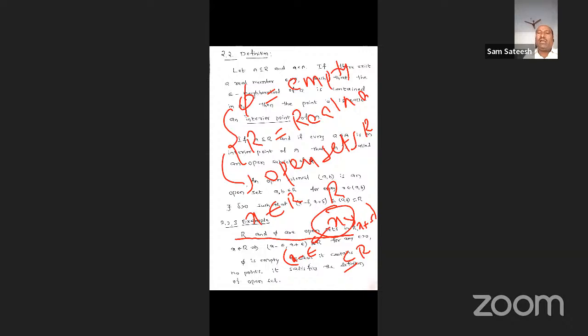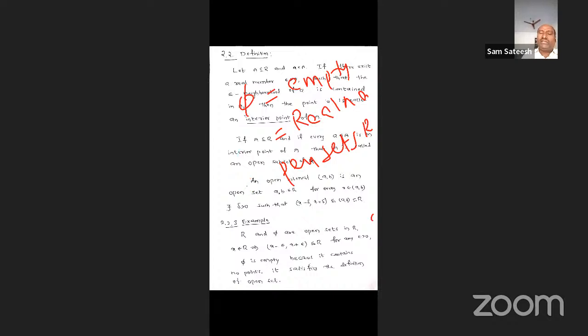Now these are the open sets: phi and R are open sets. This is one example. Phi is empty because it contains no points, so it satisfies the definition of open sets. This is definition 2.2.